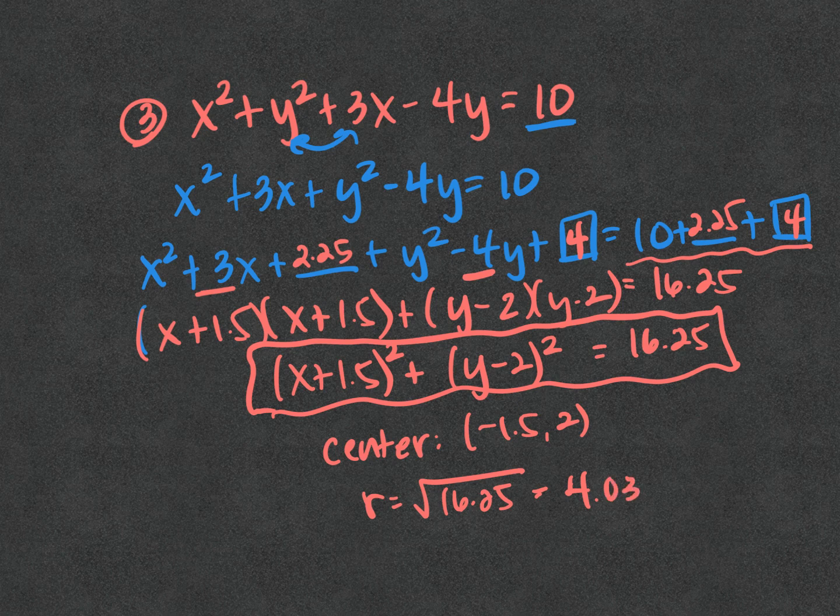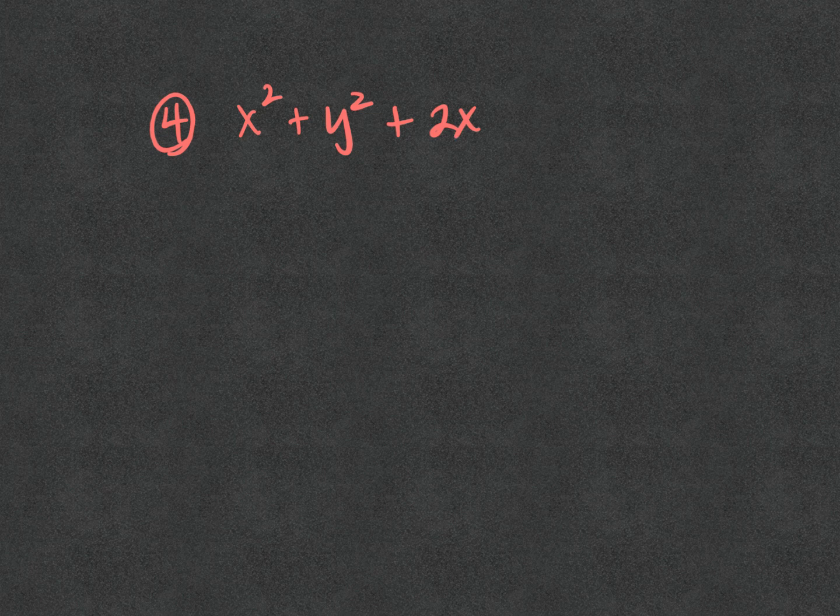I said there were two more, but I'm going to do two more still. Number 4. This is an interesting problem. The last few are interesting. It says x squared plus y squared plus 2x. I can't find it again.